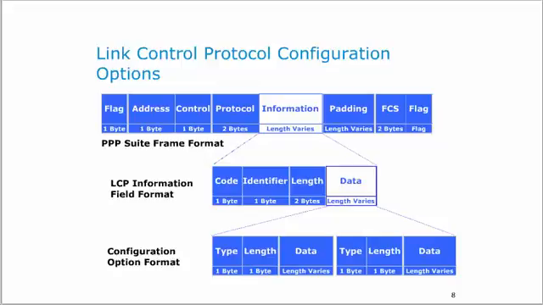If you use LCP echo request, echo reply, and discard request frames to test a link, enabling the magic number option is useful. Also, if you choose to enable LQR, you must enable the magic number option.